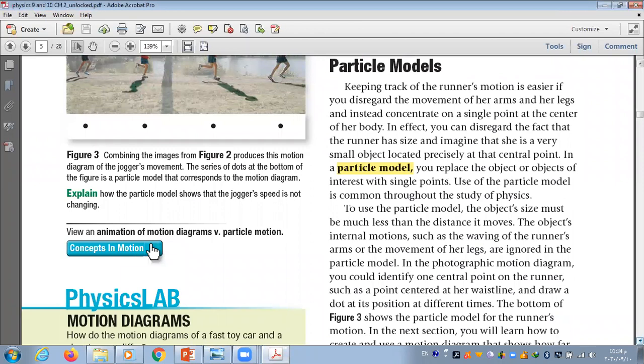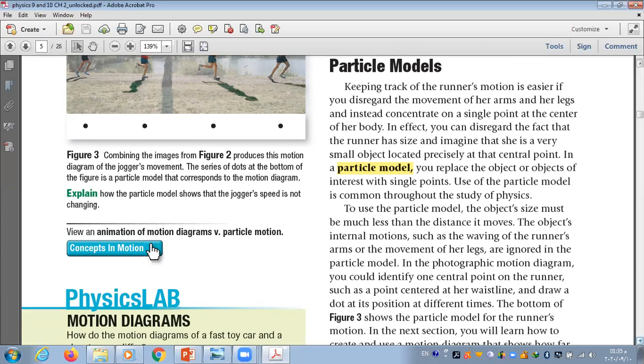Particle models. Keeping track of the runner's motion is easier if you disregard the movement of her arms and her legs and instead concentrate on a single point at the center of her body. In effect, you can disregard the fact that the runner has size and imagine that she is a very small object located precisely at the central point.